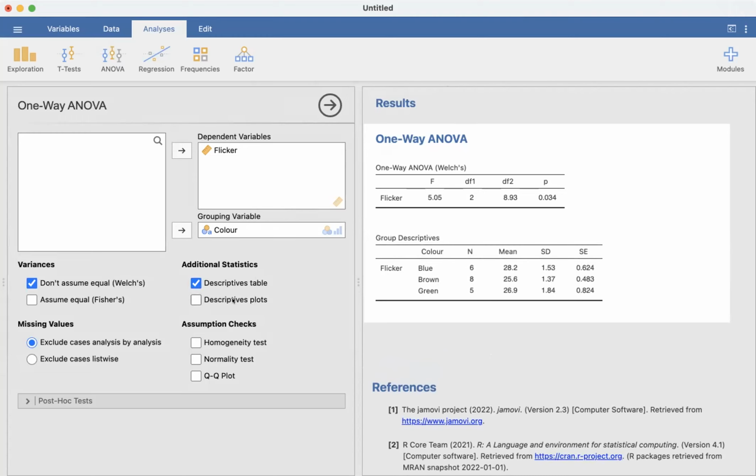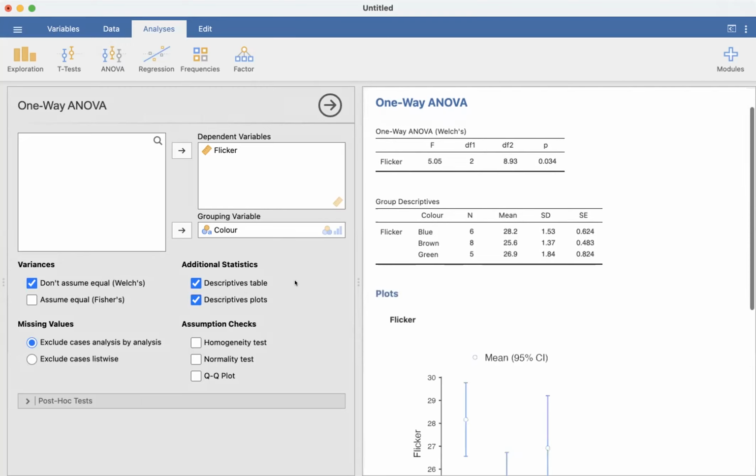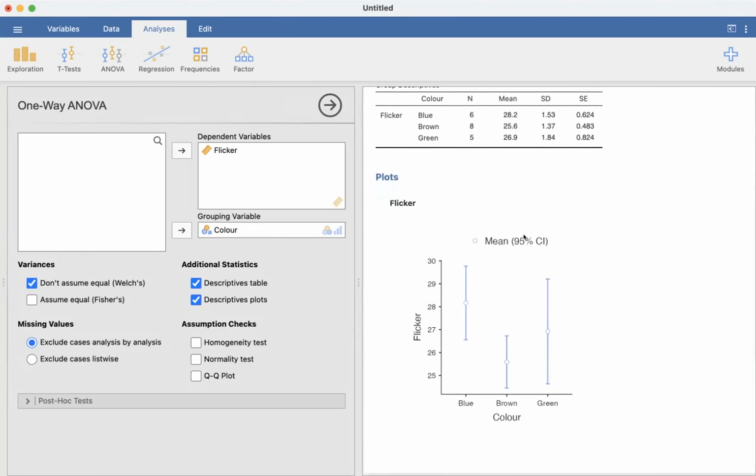If you like a graphical display, you can click on descriptive plots, and you can see the side by side plot, 95% confidence interval plot for these 3 different eye colors. And you can see here that there is some pretty significant evidence that people with brown eyes have a lower critical flicker frequency than someone with blue eyes.